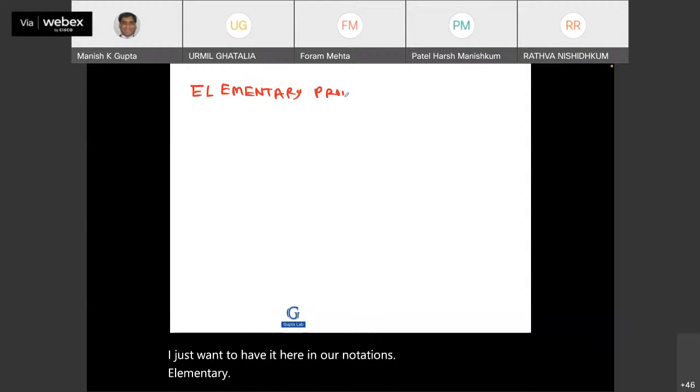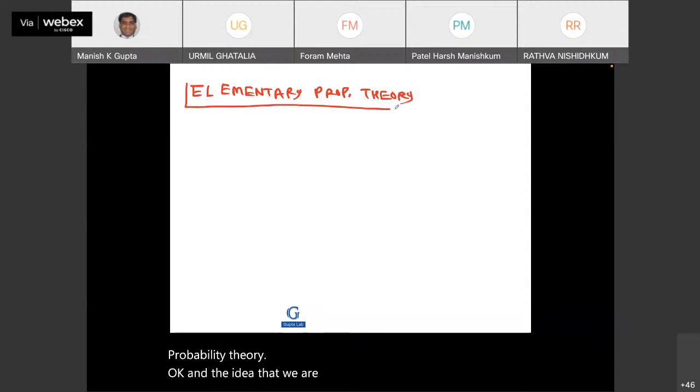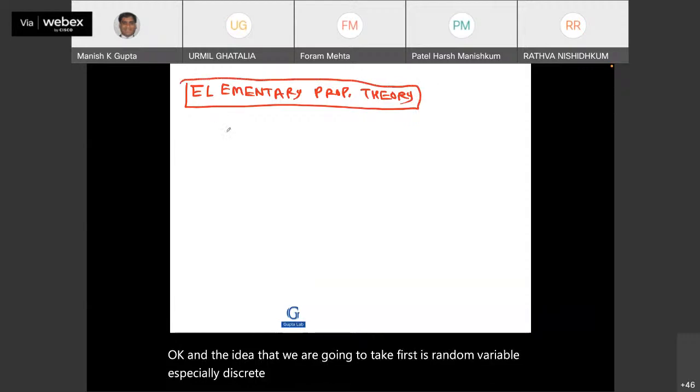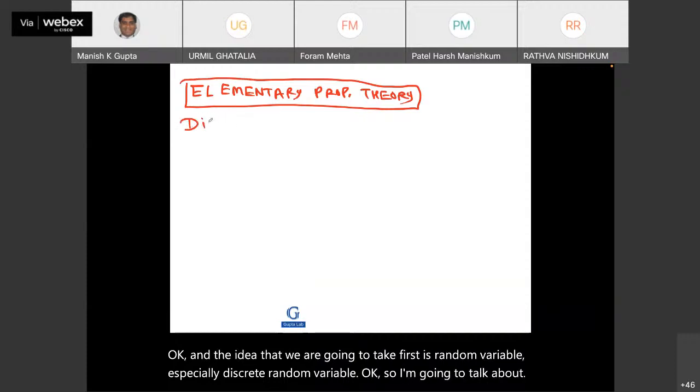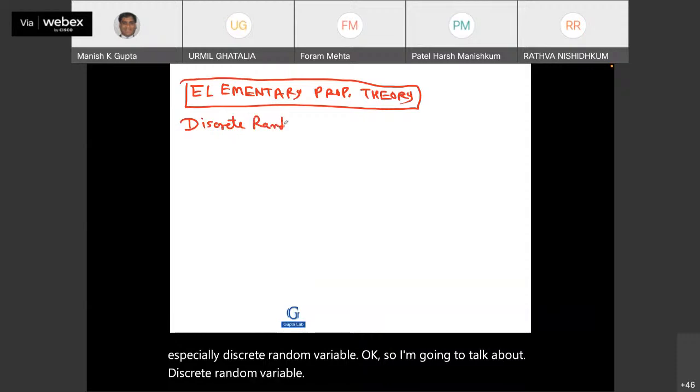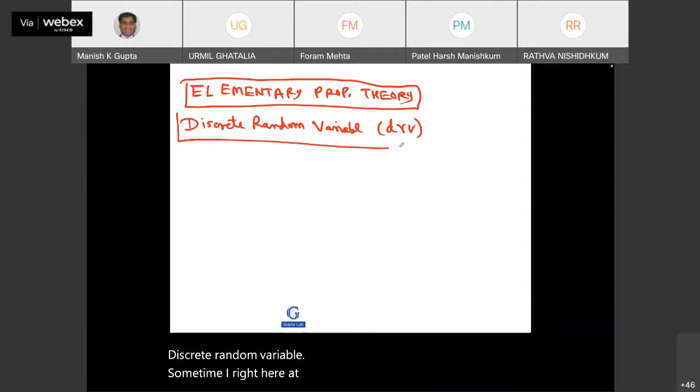Elementary probability theory. The idea that we are going to take first is the random variable, especially the discrete random variable. Sometimes I write it as DRV, discrete random variable. So what is a discrete random variable?